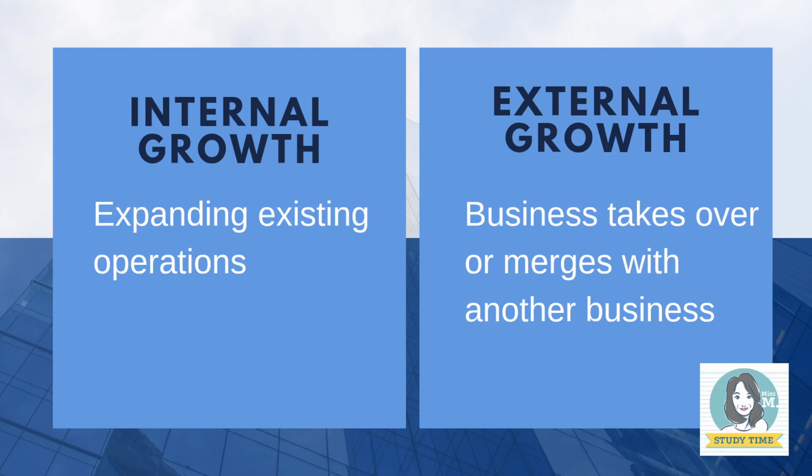On the other hand, external growth occurs when a business takes over or merges with another business. This process is often called integration, as one business becomes part of another. External growth can happen through takeovers, which means one business buys out another, or mergers, which means two businesses agree to join and operate as a single entity. This means that external growth allows businesses to quickly increase their size, resources, and market share.